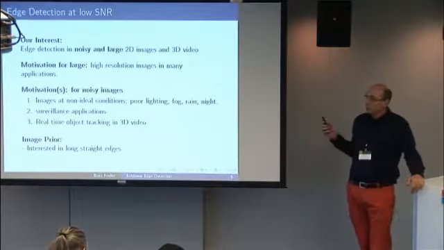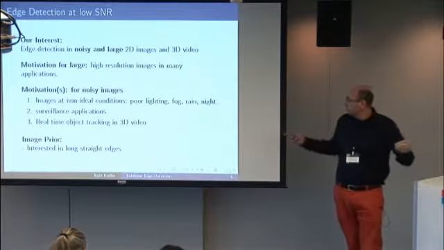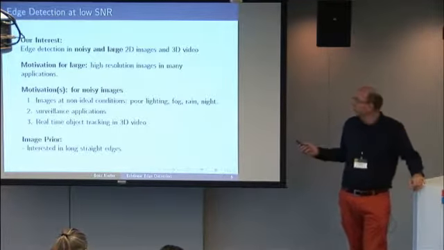Motivation for noise. Again, in some applications, you have images in non-ideal conditions, like poor lighting or fog. Various surveillance applications. You can also think about real-time object tracking in 3D video, where you have very short exposures and very noisy frames. I am going to have one image prior, and that is that I'm going to be interested in long and straight edges. We'll see that image.